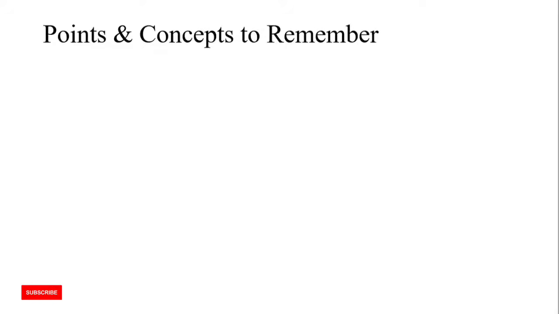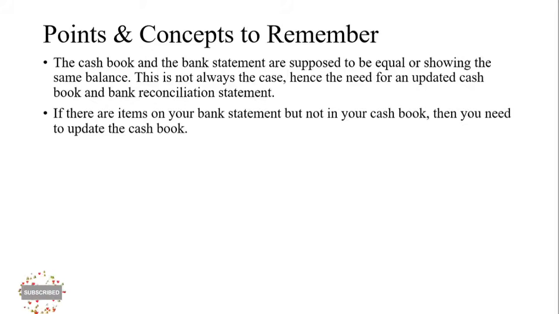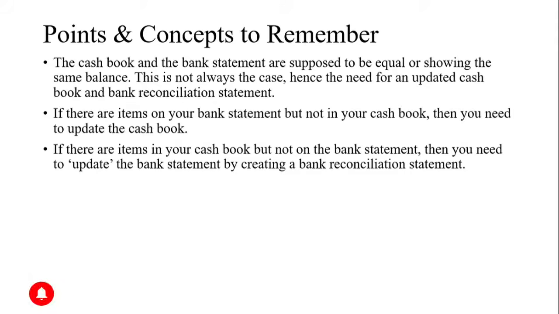All right, so let's look at the points and concepts that we ought to remember, because this topic has a lot of concepts that you will have to remember. So the cash book and the bank statement are supposed to be equal, or showing the same balance, and this is not always the case, hence the need for an updated cash book and the bank reconciliation statement. If there are items on your bank statement but not in your cash book, then you need to update the cash book. Very important, guys. And if there are items in your cash book but not on the bank statement, then you need to, quote unquote, update the bank statement by creating a bank reconciliation statement.